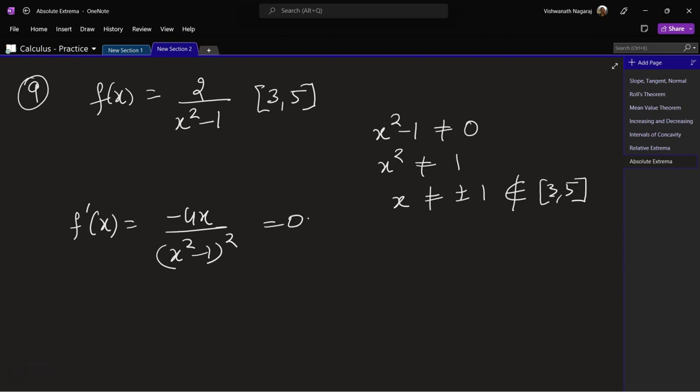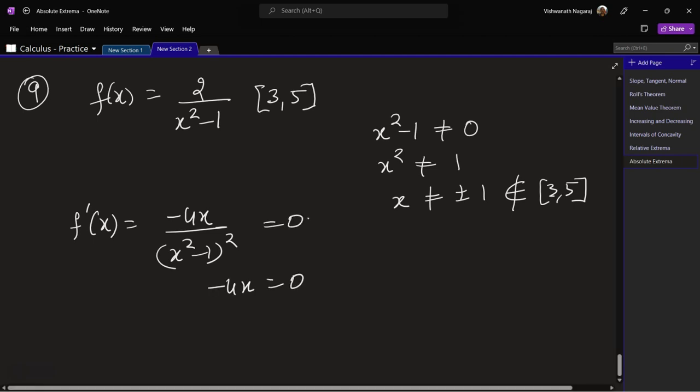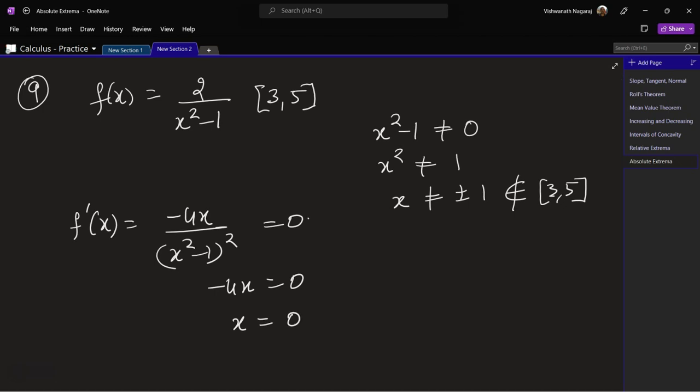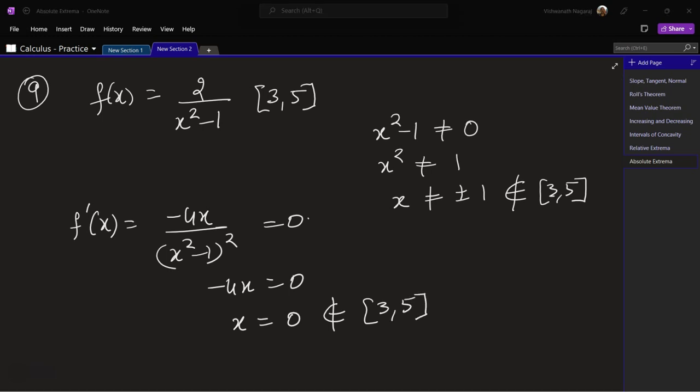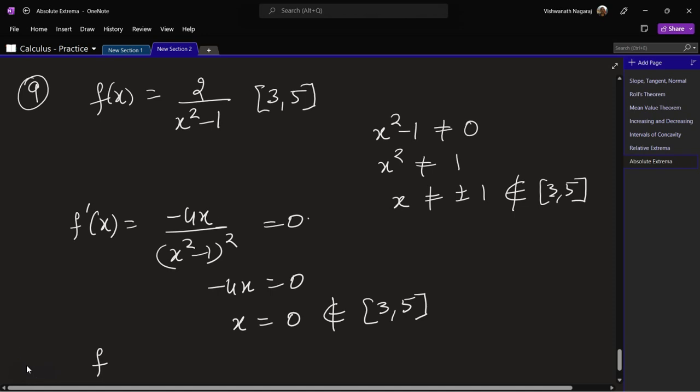Equating it to 0, we get -4x = 0 and x = 0. And this 0 also does not belong to the (3, 5) interval. What does this mean? It means that the maxima and minima are the end points. So we have to figure out the coordinates of the end points. So f(3) = 2/(9 - 1), which is 2/8, which is 1/4.